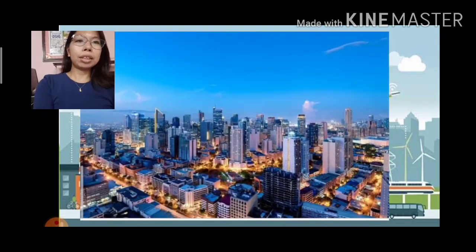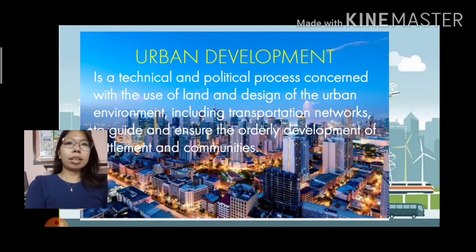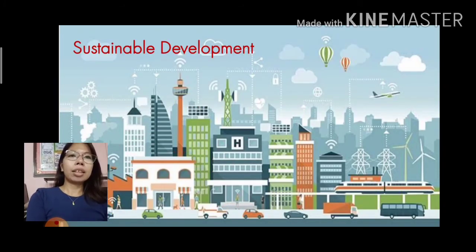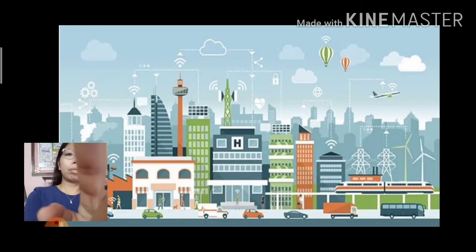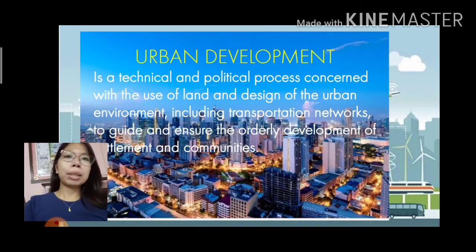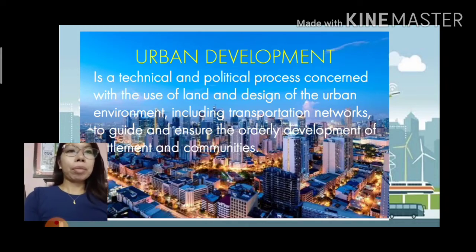Urban development. We have here, it is a technical and political process concerned with the use of land and design of the urban developed environment, including transportation networks, to guide and ensure the orderly development of settlements and communities.